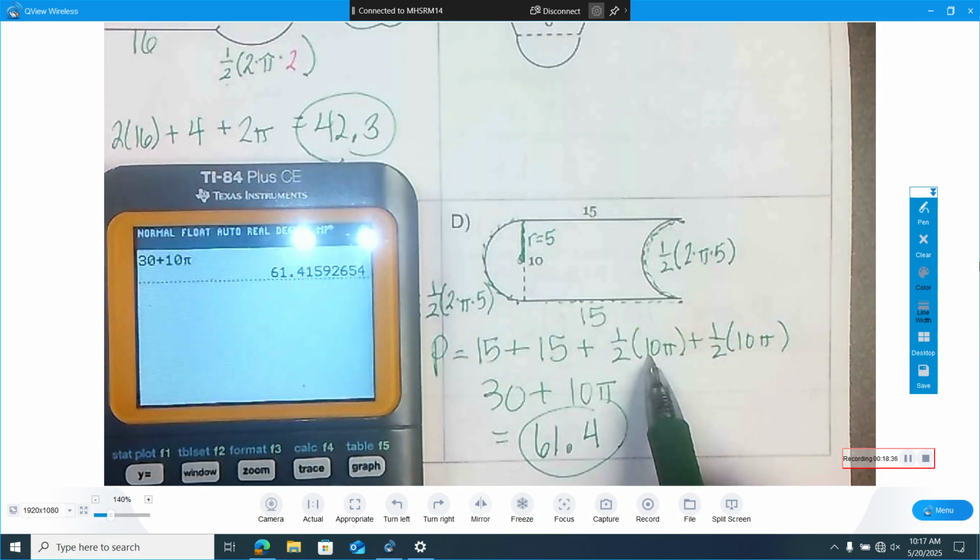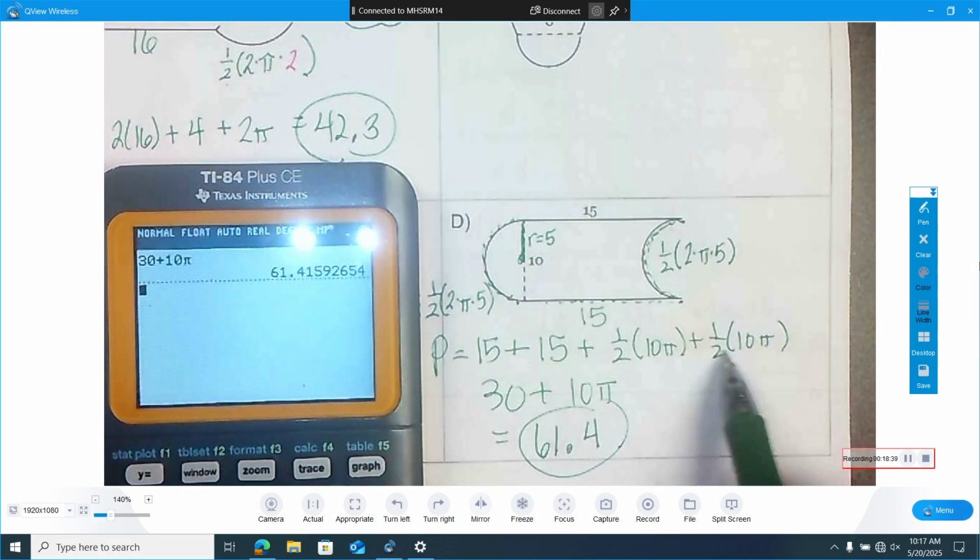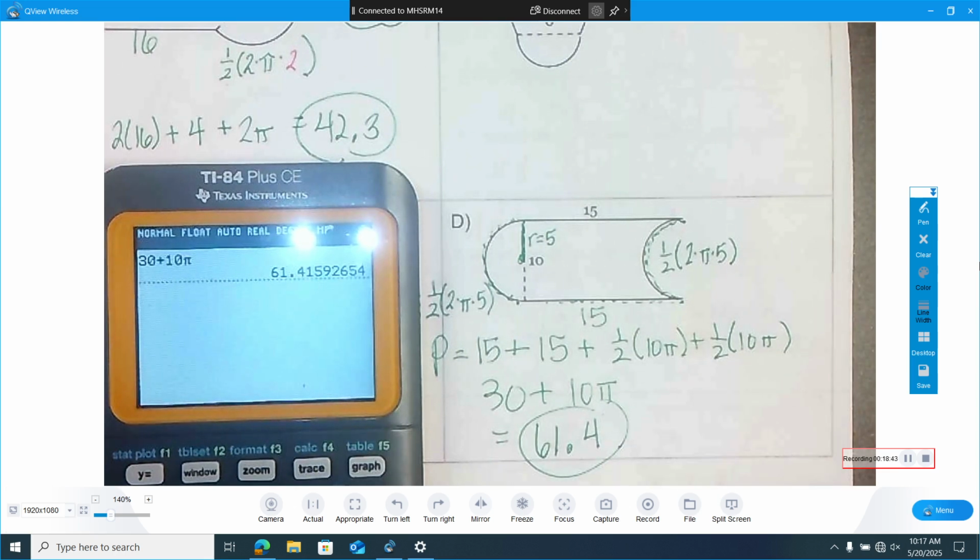What is half of 10? 5 pi. And what's half of 10? 5 pi, and 5 pi and 5 pi makes 10 pi. Okay, so lots of ways to do that math. Okay. All right, do you have questions for me?